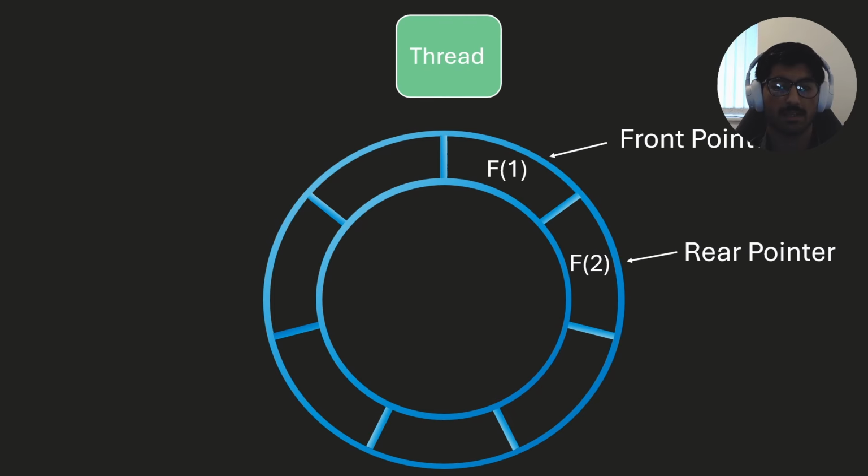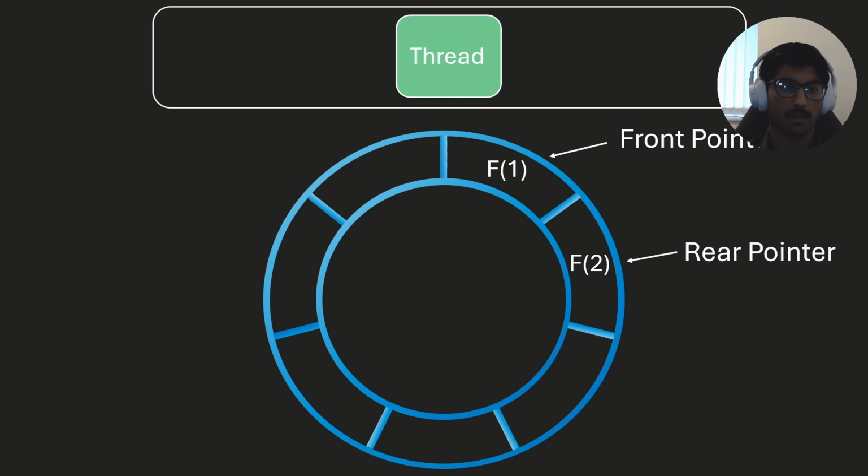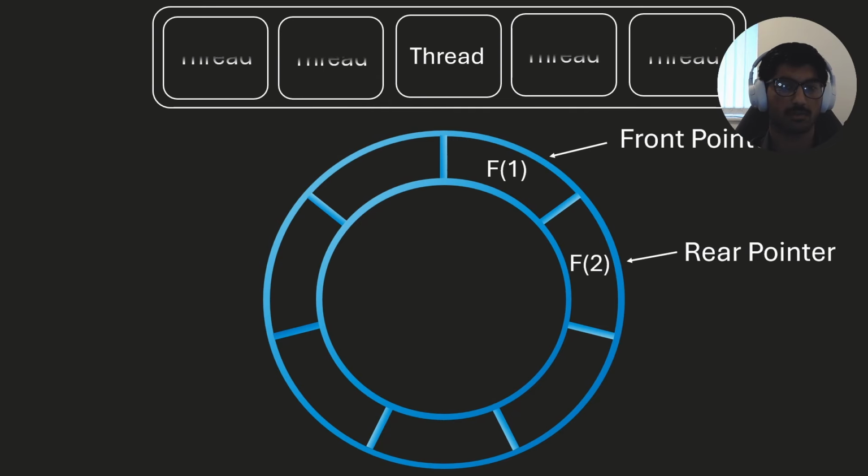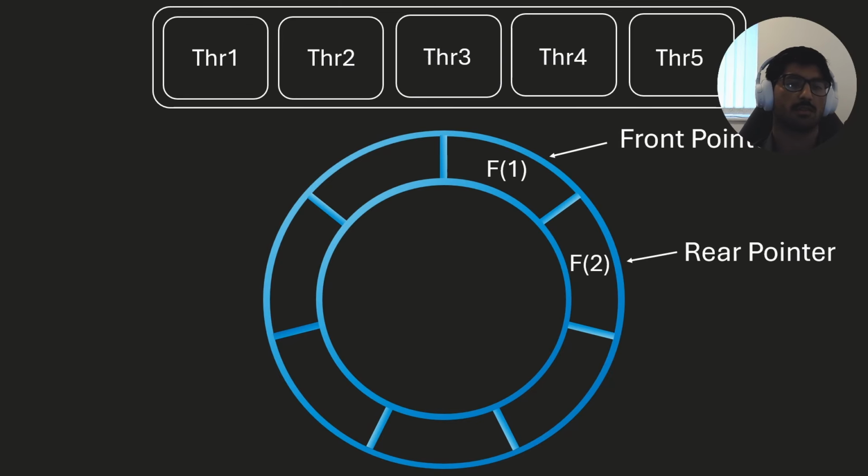Now let's say I have a thread pool. A thread pool is just going to be an array containing a bunch of threads. So let's say I've added 4 more threads in here, so in total I've got 5 threads. I'm just going to rename them thread 1, thread 2, thread 3, thread 4, thread 5, etc.